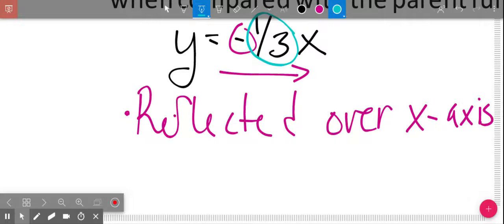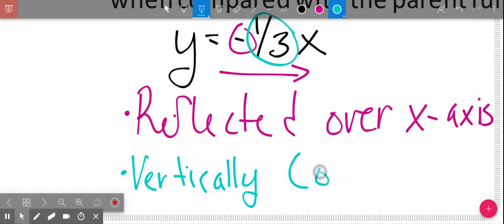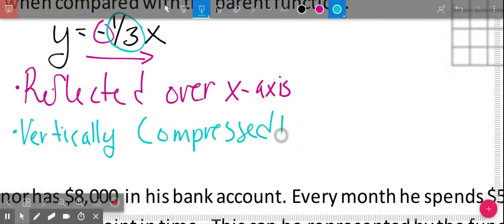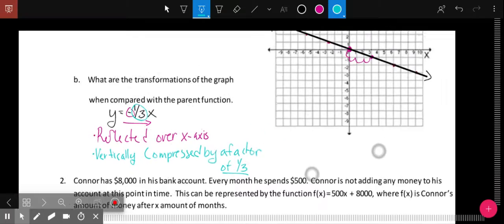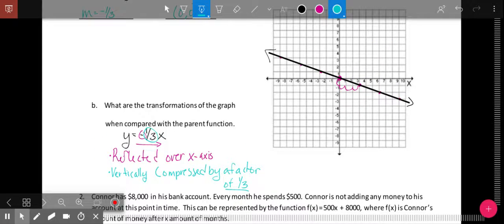The next thing that we notice is this 1/3. The 1/3, remember, is in between 0 and 1. Therefore, we have a fraction, so we can say that this has been vertically compressed. And we have to say by how much, so by a factor of 1/3. The reason we have to say this is because it's going to be different if we had a 1/2, 3/4, or 2/3. Those graphs are all going to look different, so we have to specify by how much. If you look at this graph, it has been compressed because it isn't as steep. Anytime it's not as steep, we know it's been compressed.